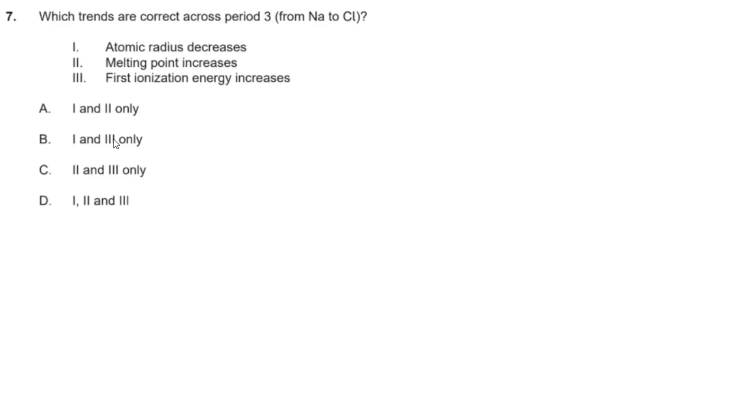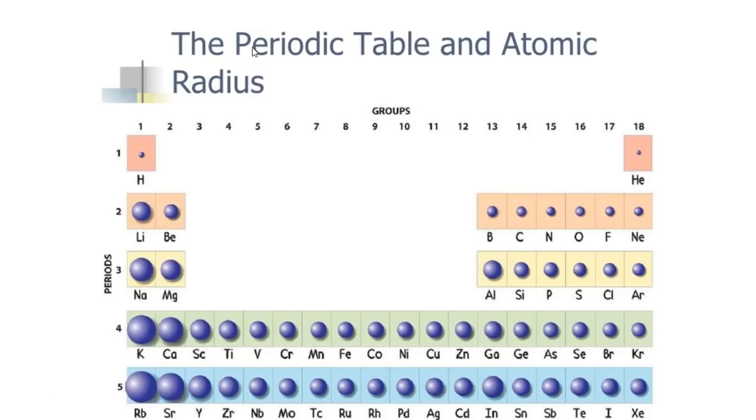Which trends are correct across period 3 from sodium to chlorine? Atomic radius decreases. Yes, it does. Here's atomic radius. Remember, as you go to the right, you're adding more and more protons, which are going to be pulling the electrons closer and closer.